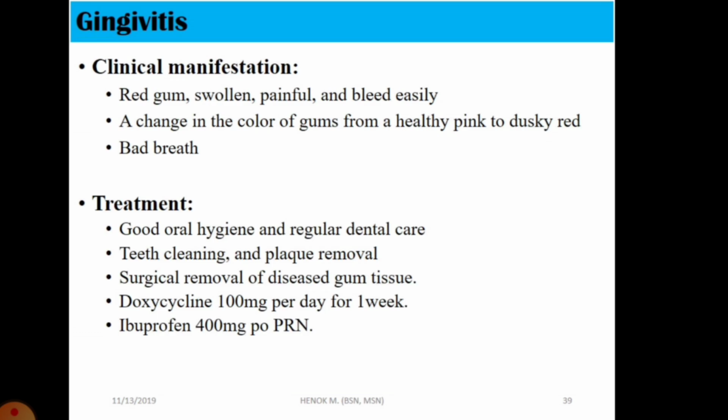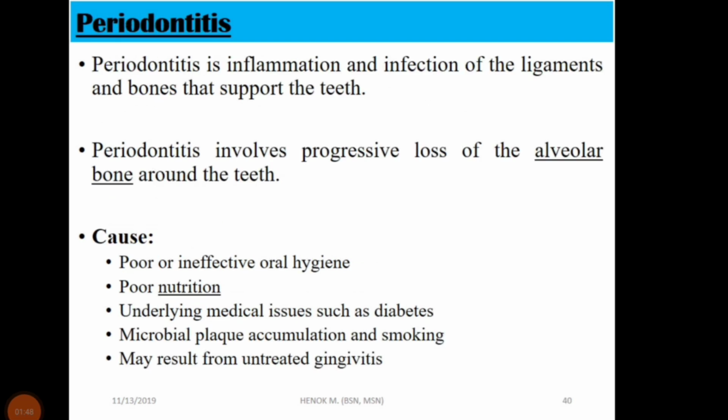Clinical manifestations are red gums that are swollen, painful, and bleed easily, and a change in the color of the gums from healthy pink to dusky red, and bad breath. Treatment is good oral hygiene and regular dental care, teeth cleaning and plaque removal, surgical removal of the diseased gum tissue, doxycycline 100 mg per day for 1 week, and ibuprofen 400 mg PO PRN.